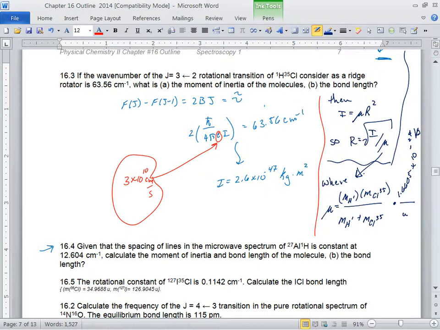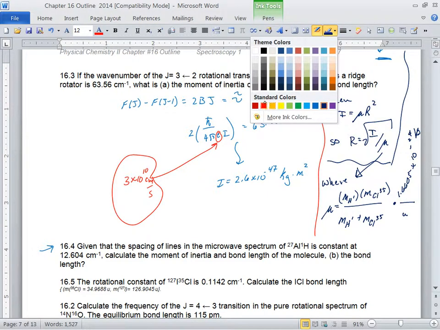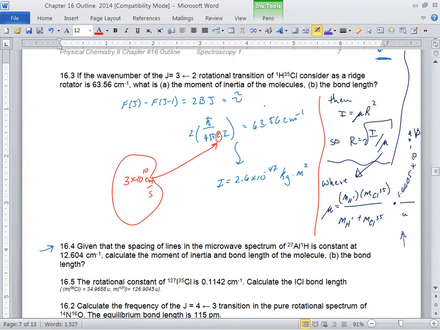Because in the end, I had to get this mu in terms of kilograms, right? Because your moment of inertia has kilograms in it, so you can't leave that u there. So you've got to get rid of it in that last step. And where you get these masses is the inside front cover, which I don't know where my book is, and you look up what those are.